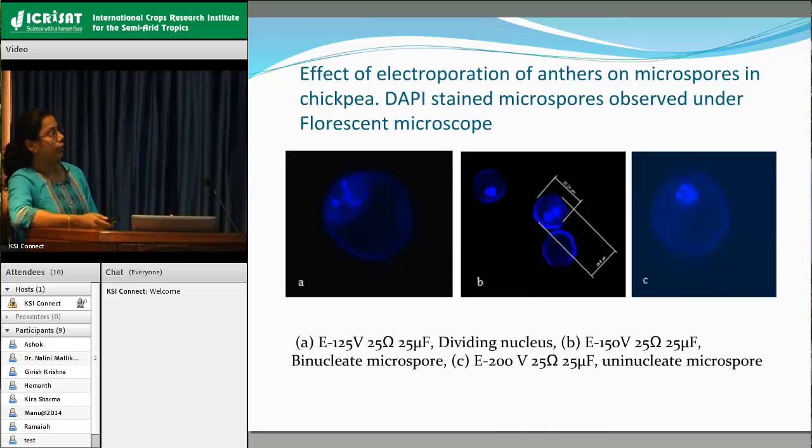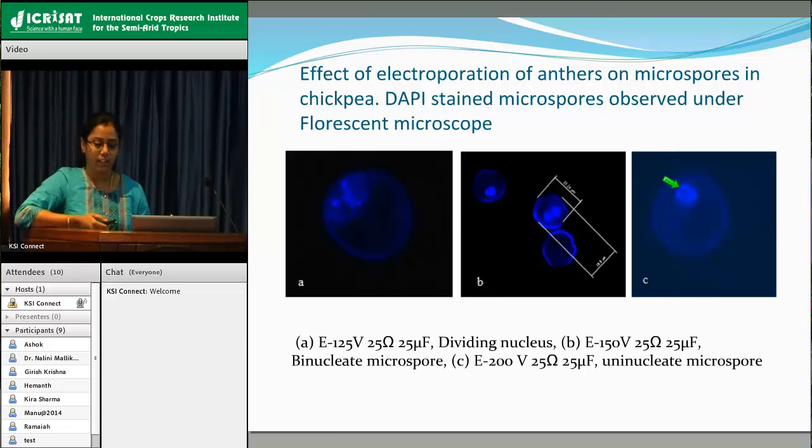So this is the effect of electroporation, and these are microspores stained fluorescently using DAPI. This is at 125 volts, this is at 150 volts, and this is at 200 volts. You can see the nuclei dividing here. That is the equal division of nuclei. And here also you can see the divisions. This is one nucleus and this is another one. But at 200 volts, there is no division in the nuclei. Further, most of the microspores have died. The viability is very low when the voltage is beyond 175 volts.